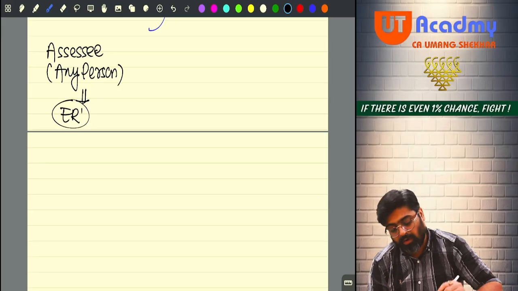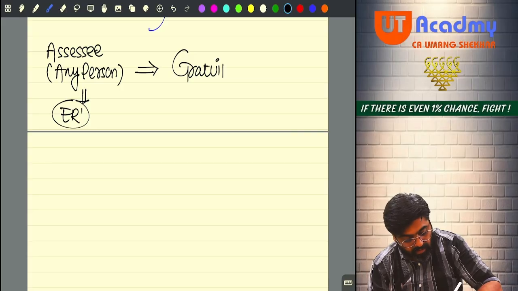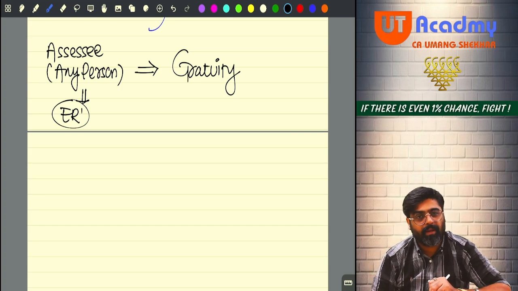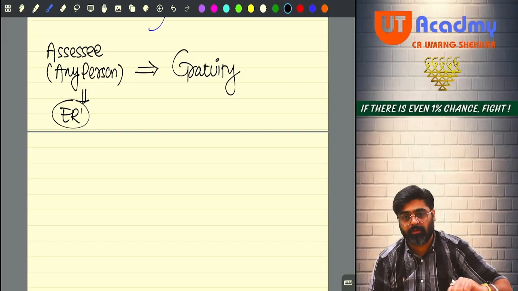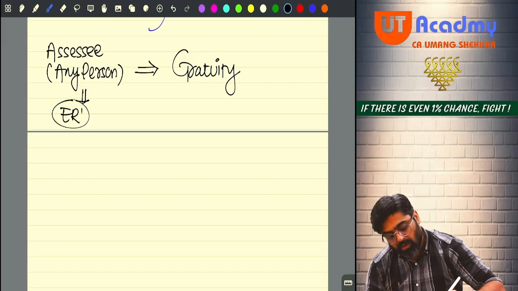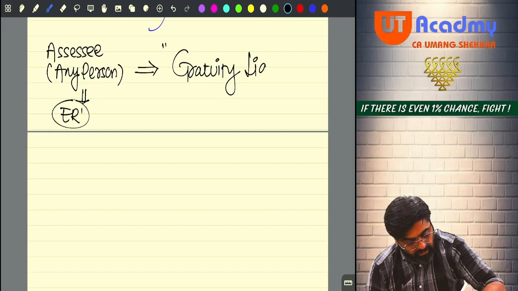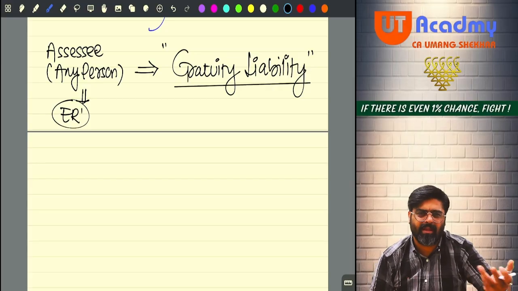Now, SSE, what do you do? Usually you pay gratuity to your employees, no? Gratuity. Okay. Now, whenever you pay the gratuity, to whom are you paying that gratuity? You pay that gratuity to your employees. Okay. So, gratuity for this assessee becomes his liability. Gratuity is your liability, gratuity is your expense, liability, one and the same thing.